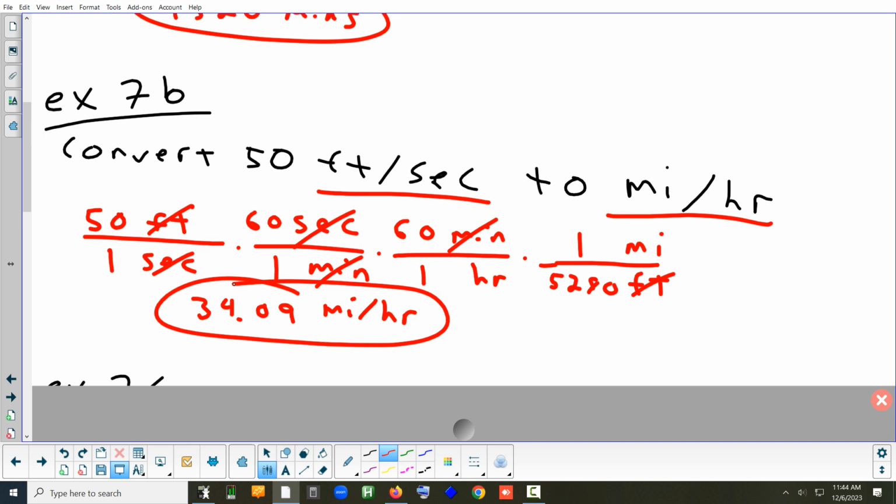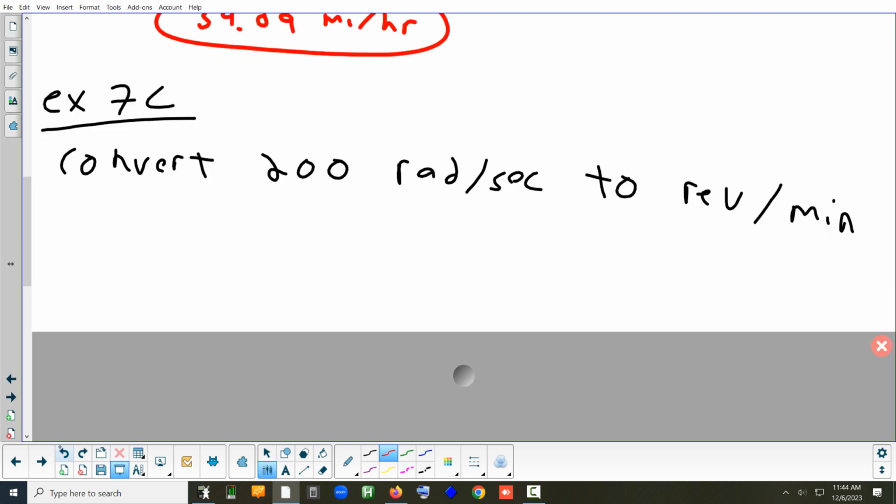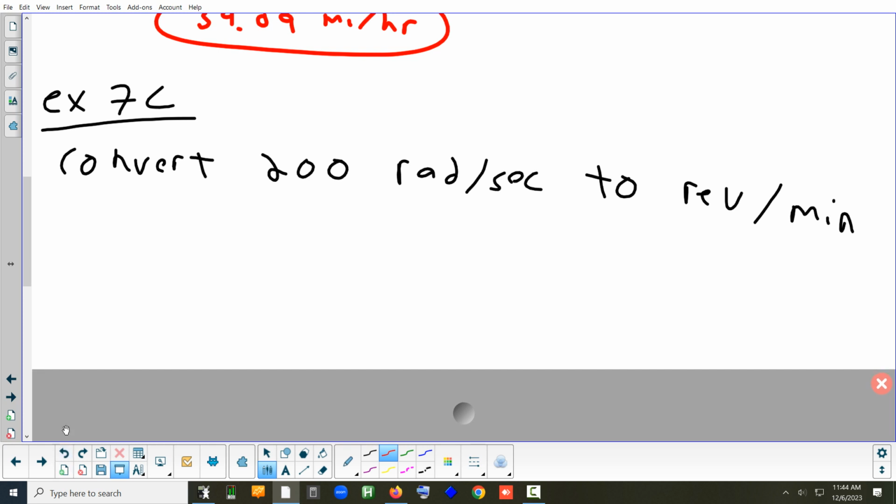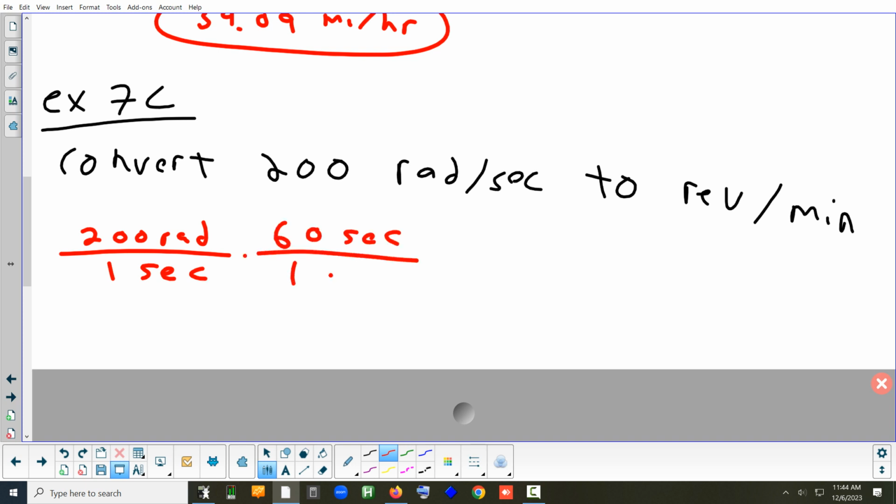All right, so that was a linear to a linear. Now, let's try an angular to an angular. Still not going between angular and linear yet. That's going to be the last one. So this is a speed of 200 radians per second. We have to fix the distance unit, and we have to fix the time unit. Hopefully by now you're getting the idea of the time unit. So there's your time unit.